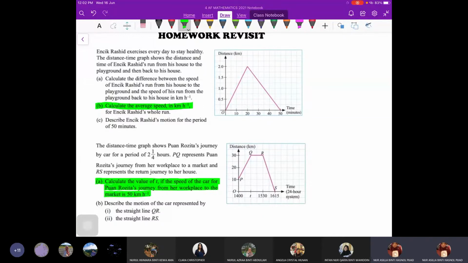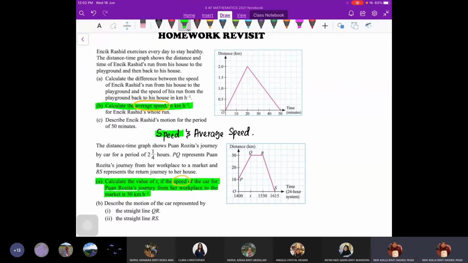So kalau kamu perasan ataupun tak perasan, saya bagi tahu kat sini lah. So if you see kat sini B di atas, dia minta adalah average speed. Okay, while on A diberi kepada anda adalah speed. Okay, there is a difference between average speed and speed only. Okay, so speed and average speed is different.